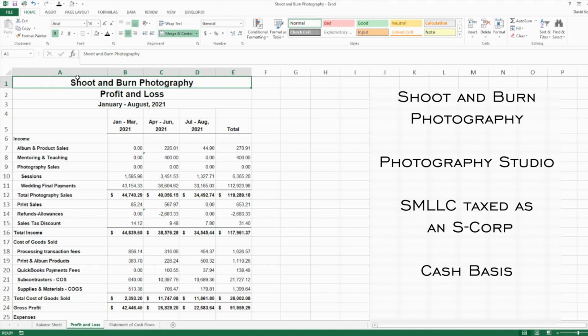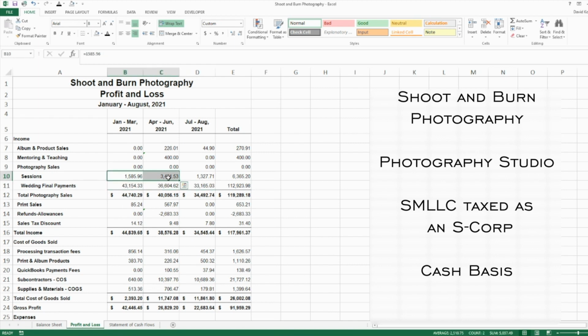And you'll notice something different about this profit and loss. I ran it from January to August 2021, but within QuickBooks, I told it to give me the numbers on a quarterly basis. So you can see here that January to March, April to June, and then July and August, since the quarter isn't technically done yet, is shown here. And this will allow me to see when my income is coming in. So when are the final wedding payments coming in?